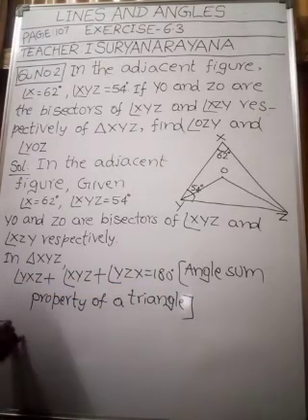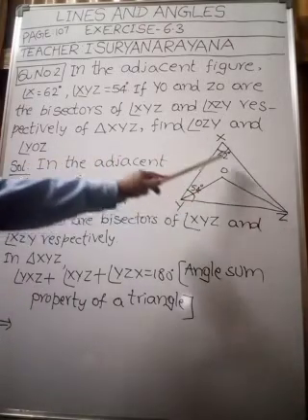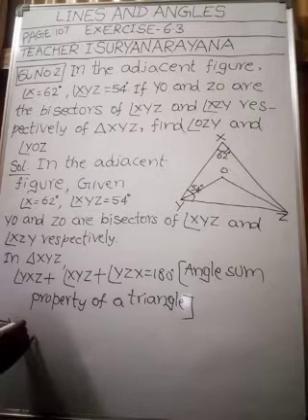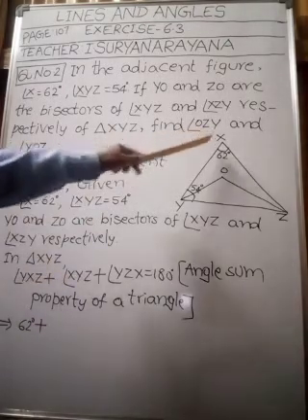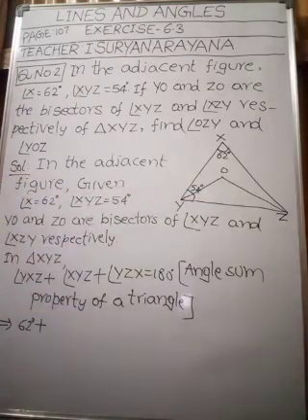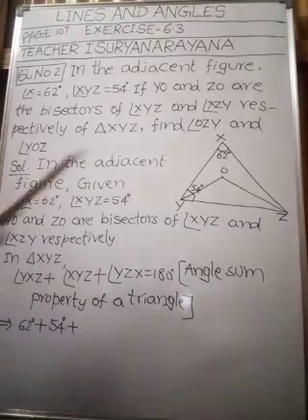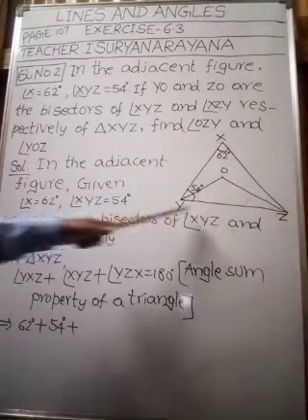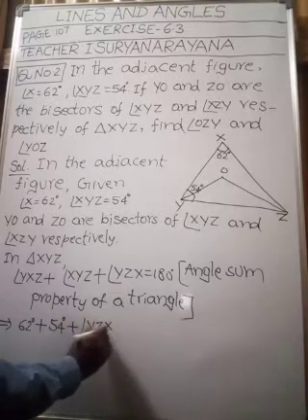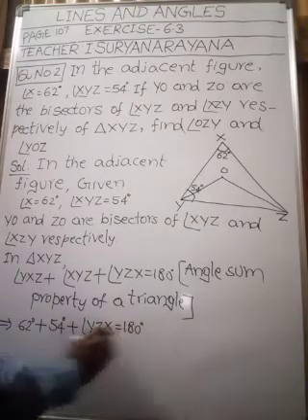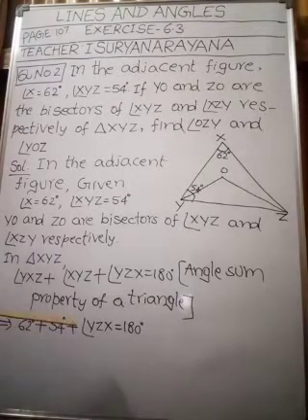Right. This implies angle YXZ. What is the measurement of angle YXZ? 62 degrees. Plus angle XYZ. What is the measurement of angle XYZ? 54 degrees. Plus, what is the measurement of angle XZY? We don't know. Angle YZX. Understood this step, my children? We substituted the given measurements.